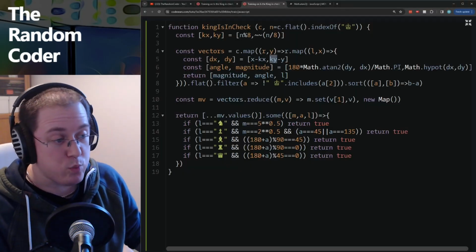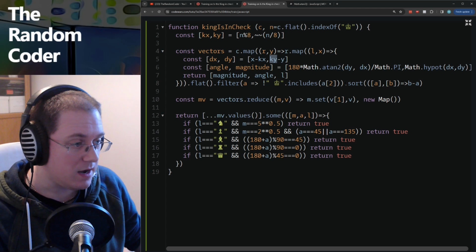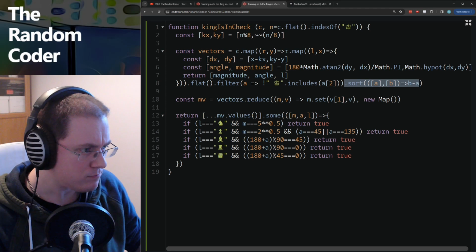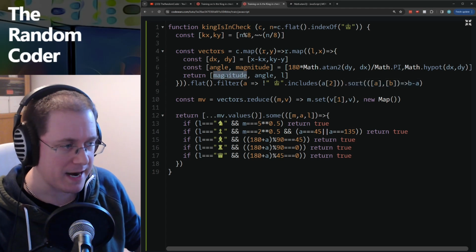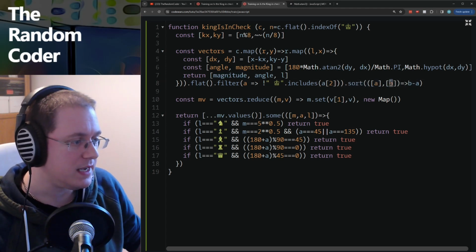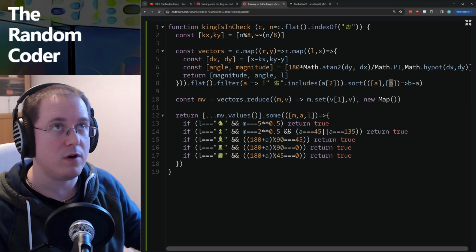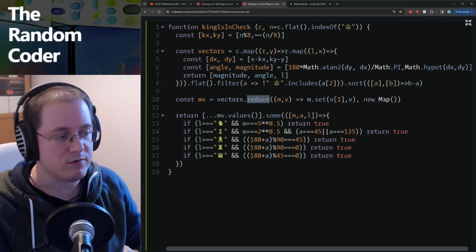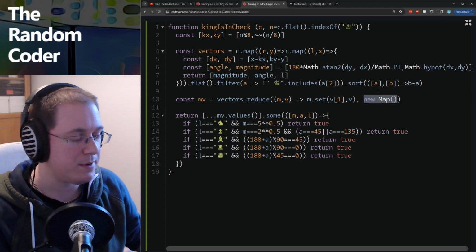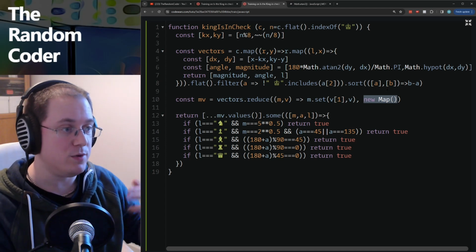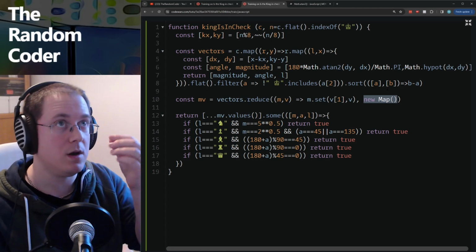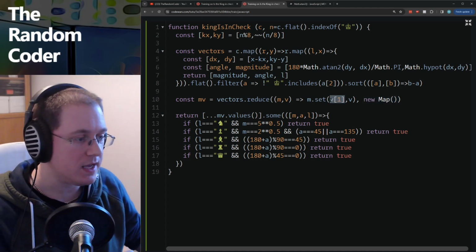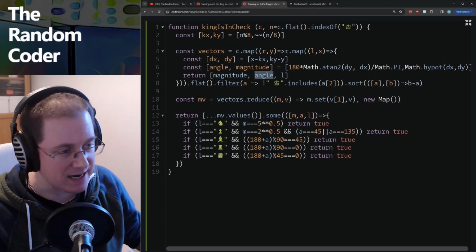So the way that actually works is I'm doing a sort by the magnitude, A and B, and I'm sorting in order from largest to smallest. And then what I'm doing is a reduce, and I'm starting with a map. So the map keeps one unique item per key that is used. So this value here specifies the key, which is the angle.